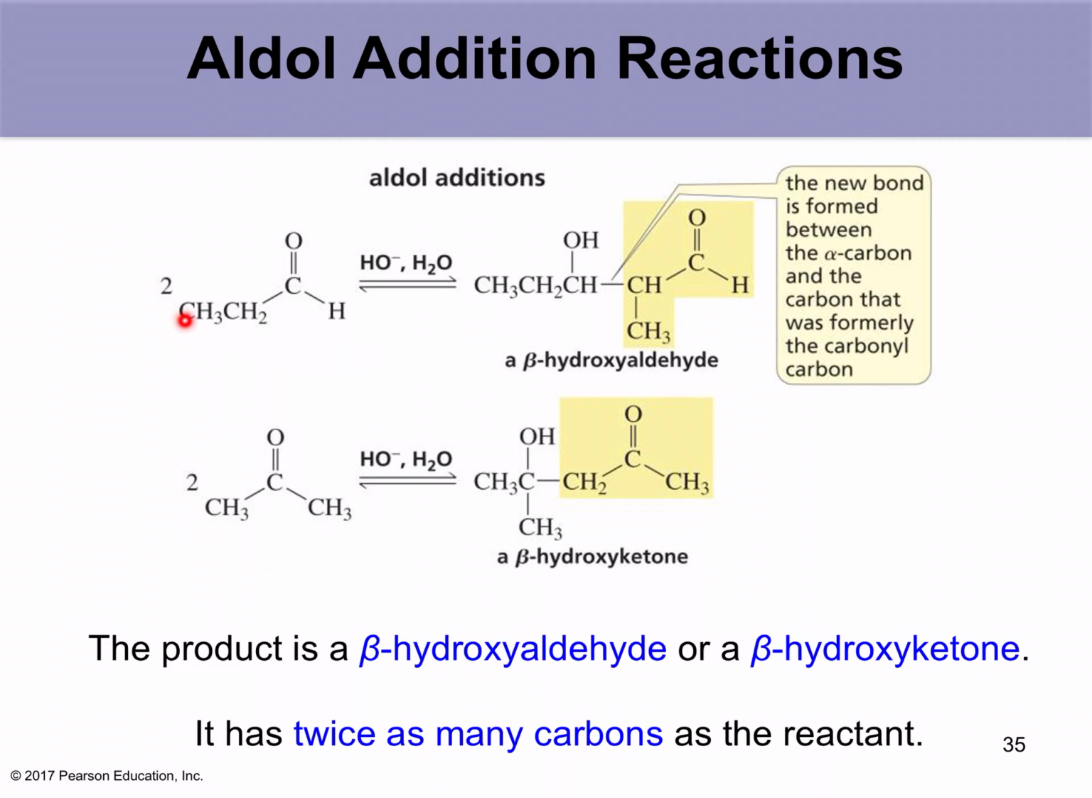So basically you started with a 1, 2, 3 carbon molecule. If it adds to itself like that, your final product will have 6 carbons. 1, 2, 3, 4, 5, 6. It's a beta hydroxyaldehyde. So, okay. In the next slide, I will show you how the mechanism works. Okay. The new bond is formed between the alpha carbon and the carbon that was formerly the carbonyl carbon.